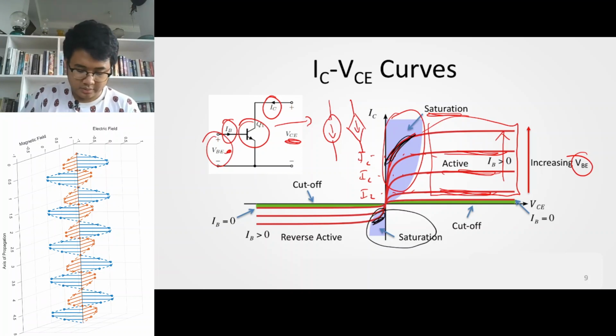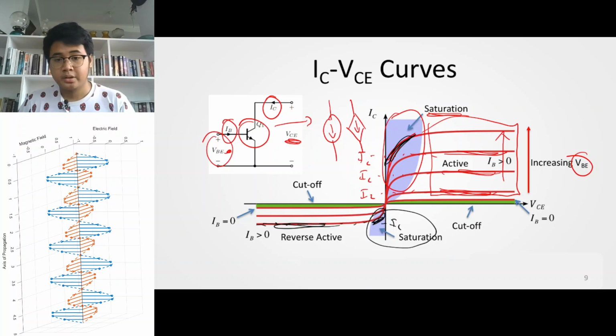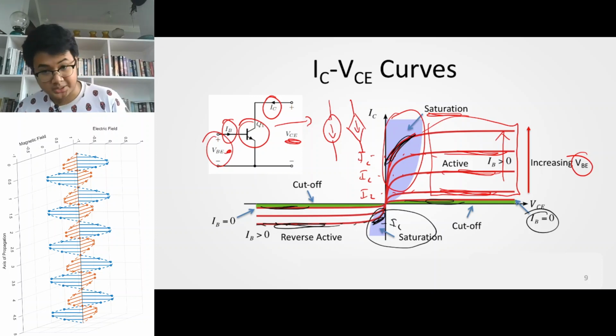Okay. So you have a constant IC for a large range of values of VCE, and at very small values of VBE, right, where IB is approximately 0, your device does not let any current flow through it, and that's how a bipolar junction transistor works.